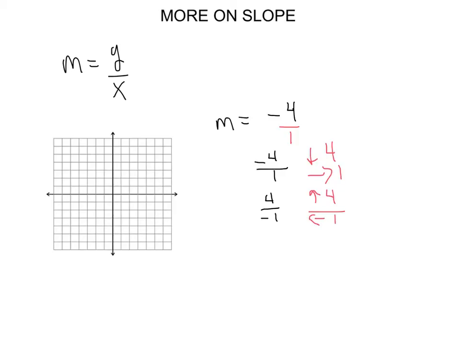So let's say we were starting from this point here. We could either go down 4, 1, 2, 3, 4, and 1 to the right, or we could go up 4, 1, 2, 3, 4, and 1 to the left, and we see that our line is, when we move to the right, falling, and so therefore this is a negative slope. So again, positive slopes climb, negative slopes fall.